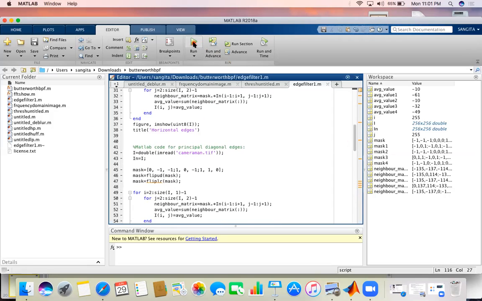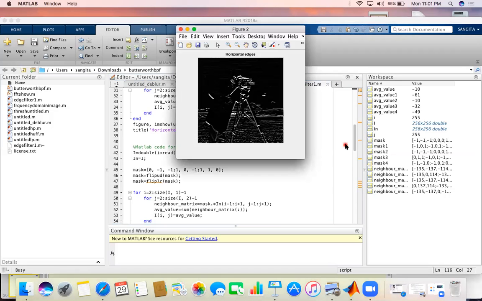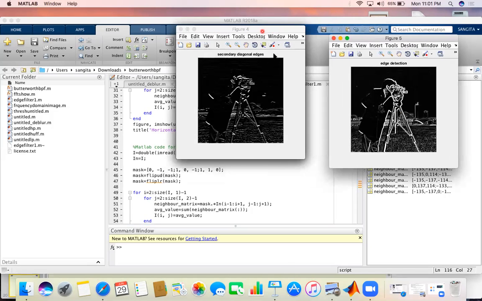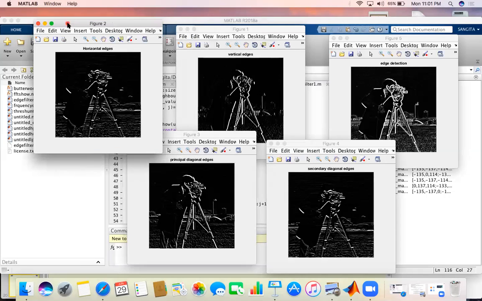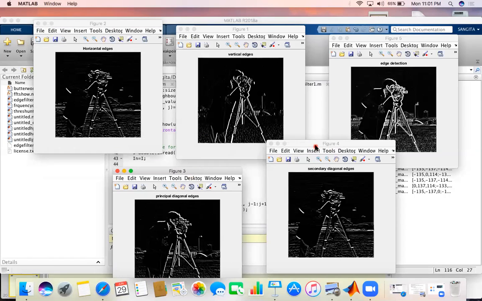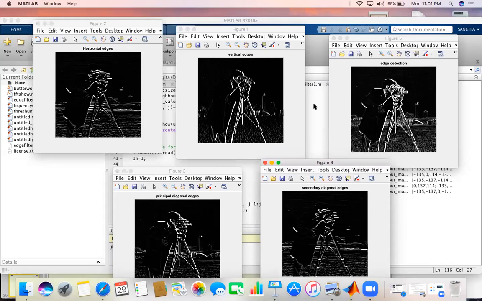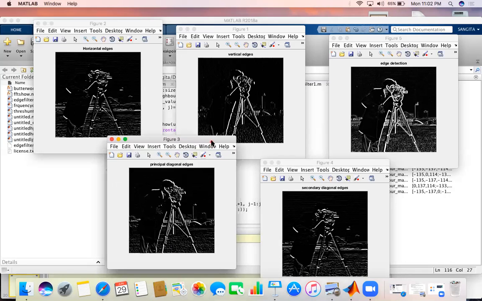So if we run the program, 5 images will come: horizontal, vertical, diagonal, secondary diagonal, and final edge detection. So if the filter kernel is horizontal, then it will be like this. If the kernel is vertical, if it is diagonal, if it is secondary diagonal, it is like this, and the combination of all these is given by this.